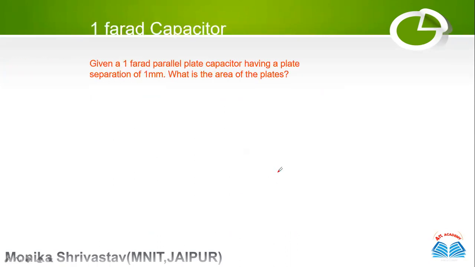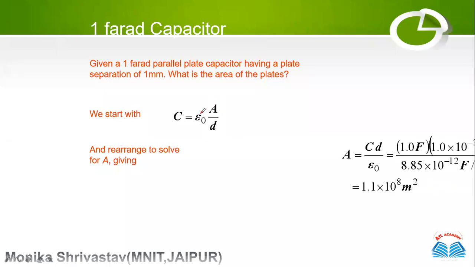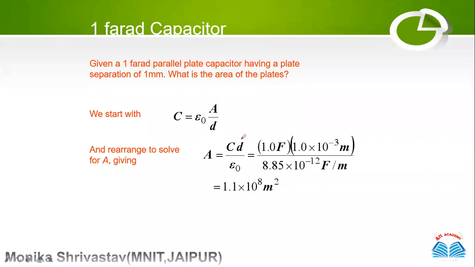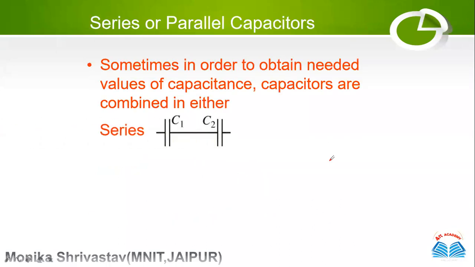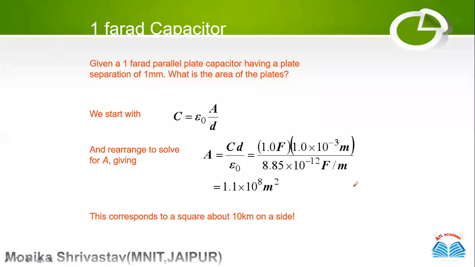So, I was telling you that 1 farad is a big unit. Why? If we have a 1 farad parallel plate capacitor having a plate separation of 1 millimeter, what is the area of the plates? Let's calculate. We know that C equals epsilon naught A over D. Rearranging, A is equal to CD over epsilon naught. Putting in the values of C, D, and epsilon naught, we get 1.1 times 10 to the power 8 meters squared.